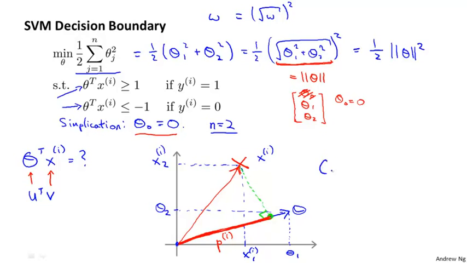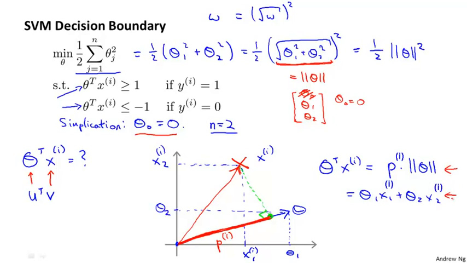And so what we have is that theta transpose xi, following what we had on the previous slide, is equal to P times the length or the norm of the vector theta. And this is of course also equal to theta 1 x1 plus theta 2 x2. So each of these is an equally valid way of computing the inner product between theta and xi. Okay, so where does this leave us?